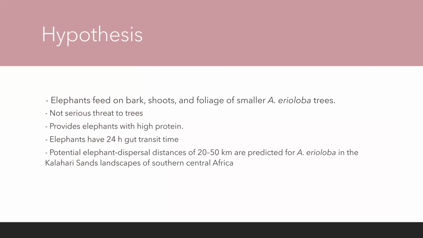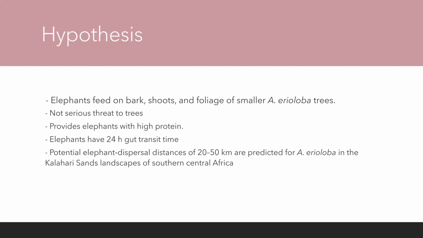So the hypothesis: elephants feed on bark, shoots, and foliage of the smaller trees, so this isn't a serious threat to the trees. What that means is the elephants can eat the bark and the shoots, and the tree isn't affected that much by it. In return, the tree provides the elephants with high protein. During the dry seasons when they're flowering, the elephants will eat that, and it's really good in protein, so elephants will want to eat that.